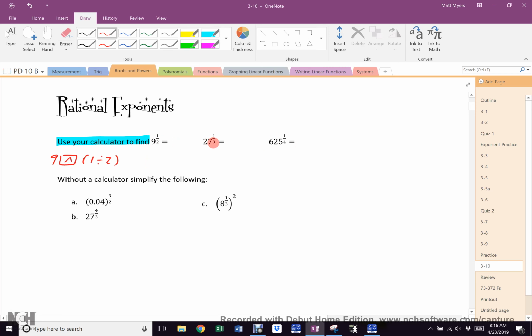Then you're going to do the same thing here, but it's not going to be 1 divided by 2. It's going to be 1 divided by 3. Then you're going to do the same thing here. It's not going to be 1 divided by 2 or 1 divided by 3. It's going to be 1 divided by 4. Then you're going to tell me the three answers. Go.